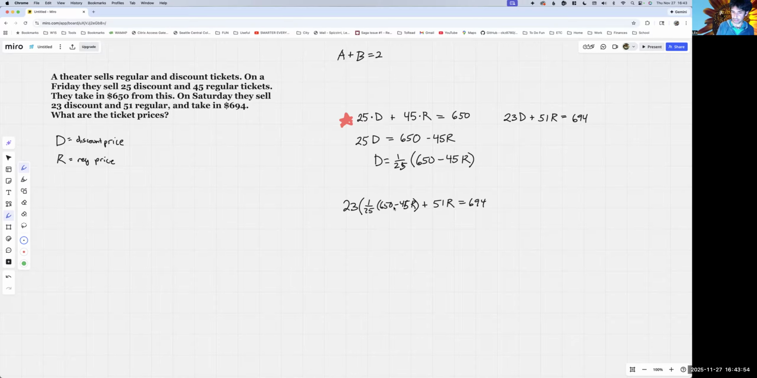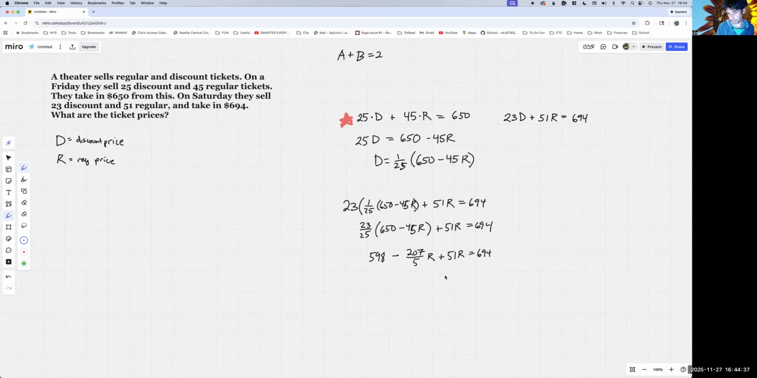So I could multiply the 23 through, get 23/25 times 650 minus 45R, plus 51R is equal to 694. If we multiply this through, we end up getting 598 minus, I did a little bit of this work ahead of time, 207 over 5 R, plus 51R equals 694. I can subtract the 598 from both sides and at the same time combine the R terms.